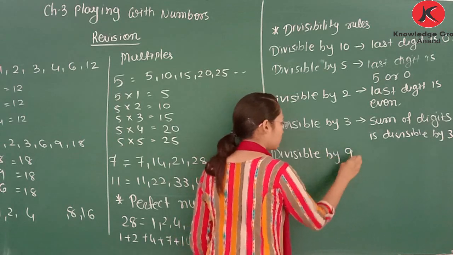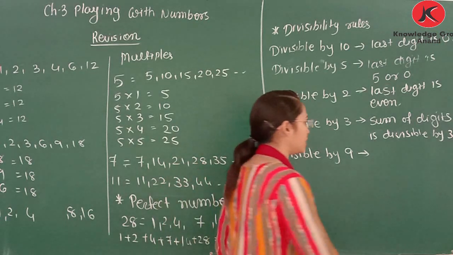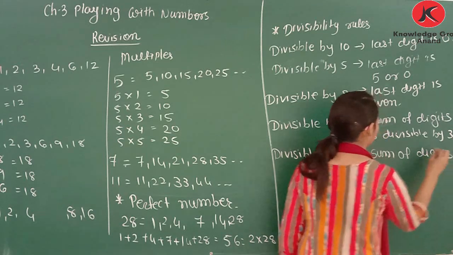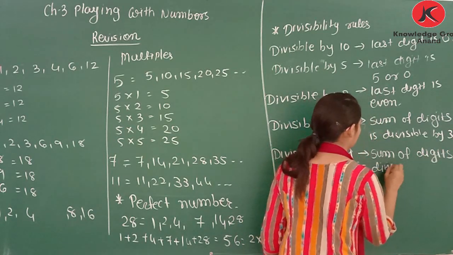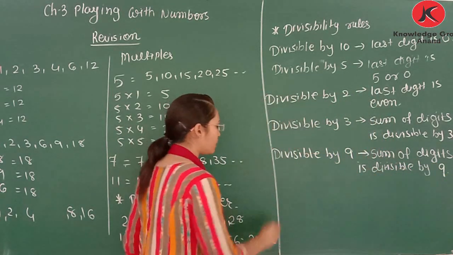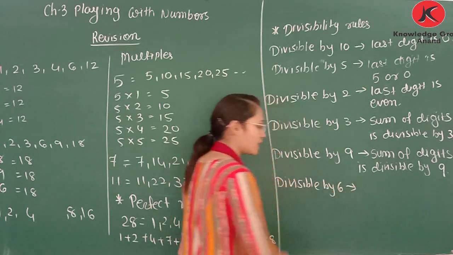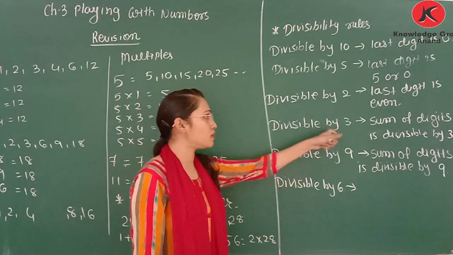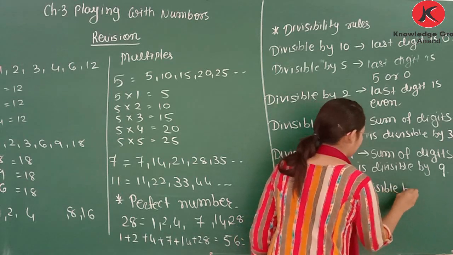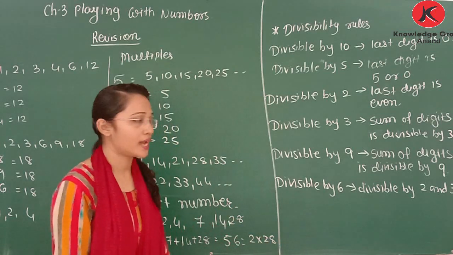Then we have divisible by 9. Which numbers are divisible by 9? If the sum of digits is divisible by 9. After that, divisible by 6. Which numbers are divisible by 6? If the number is divisible by both 2 and 3. So if it divides by 2 and 3, it also divides by 6.